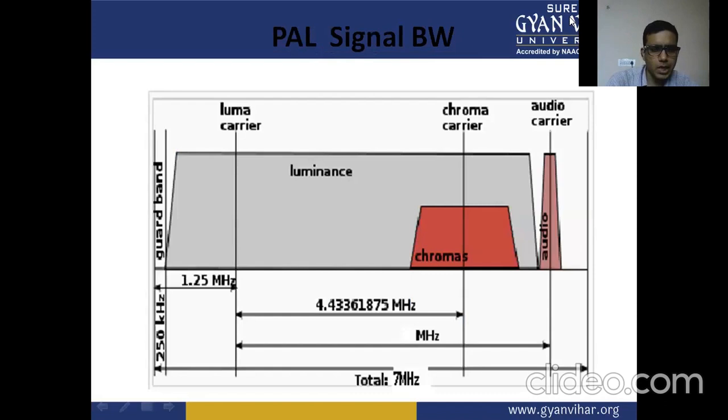This is the PAL signal bandwidth diagram. So in the PAL system, we follow the 7 megahertz bandwidth, and this figure shows the guard band of 250 kilohertz, the luminance carrier at 1.25 megahertz, the chrominance carrier at 4.43361875 megahertz, and the audio carriers. So we have the total frequency bandwidth for the PAL system of 7 megahertz.